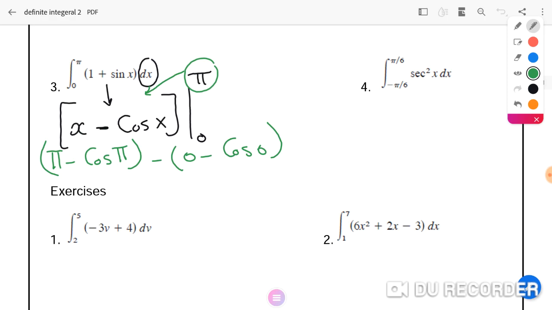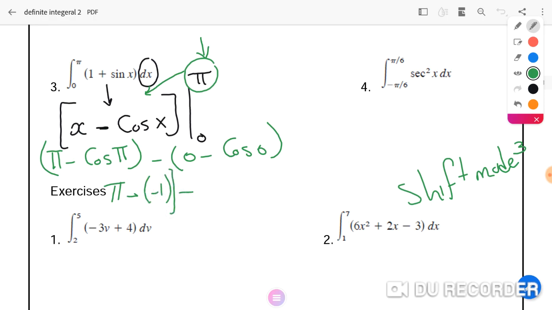By pressing what? Shift, okay, mode 3, to be in radian, and in this case substitute the value of pi. Here I keep pi here, minus cosine pi, it will be -1. Okay, minus, okay, 0 minus cosine 0, which is 1, minus -1. This one, it will be 0 minus -1.